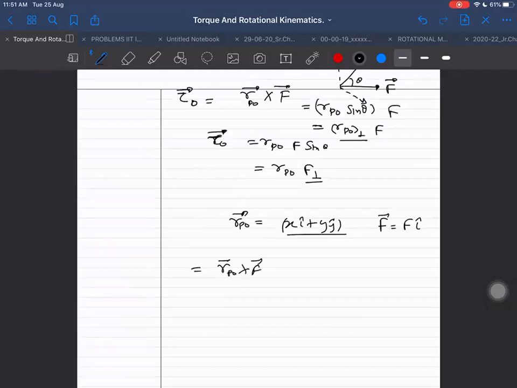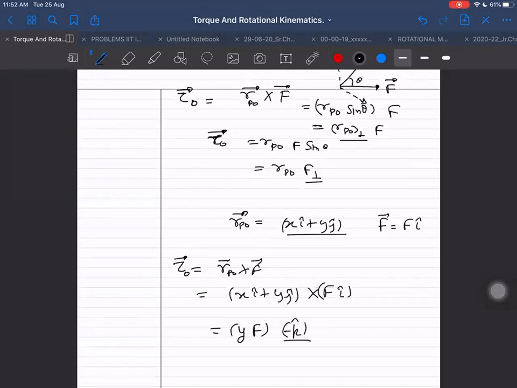Then I will use the formula for cross product, and I will write directly: i cross i will become 0. i cross y only will be j cap cross F i cap. Then it is just y into F and j cross i. j cross i means minus k cap.